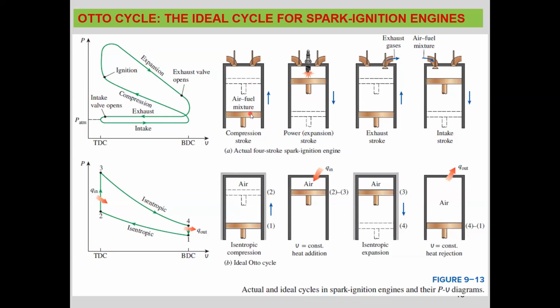In the compression stroke, the piston goes from bottom dead center to the top dead center. There is air-fuel mixture, and the mixture is compressed. On the PV diagram, the process is this, from here to here: compression from bottom dead center to the top dead center.